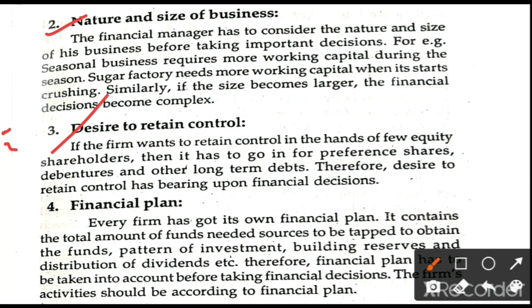Okay, the nature and size of the business, what type of product, what type of nature of business is there, and what amount of capital is required, according to that we are going to take decisions. And like that, desire to retain and control. The next is financial planning.